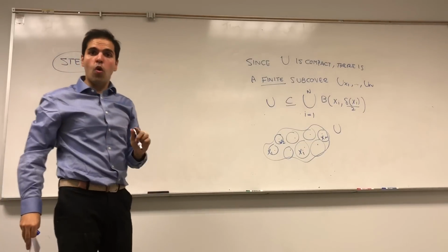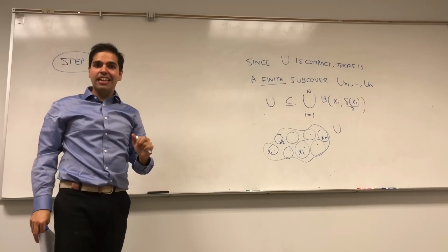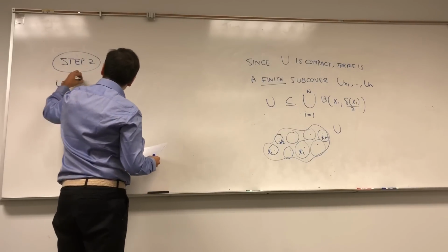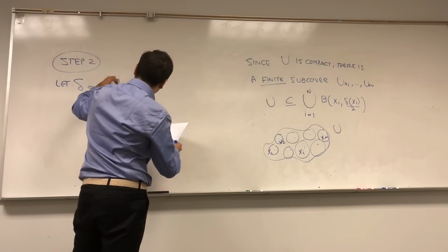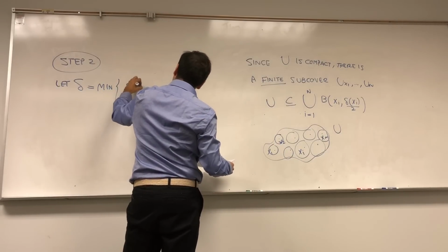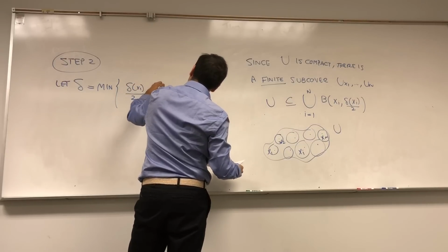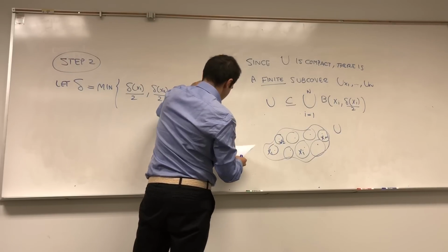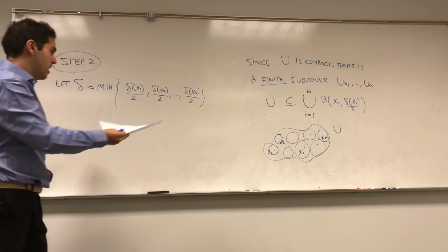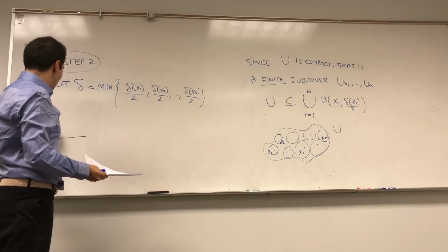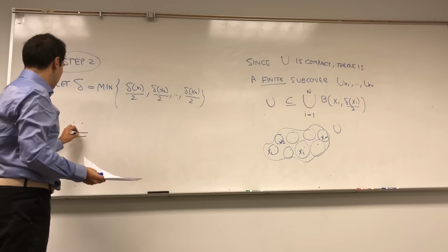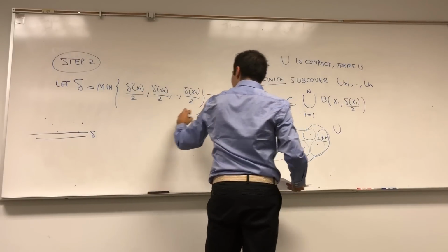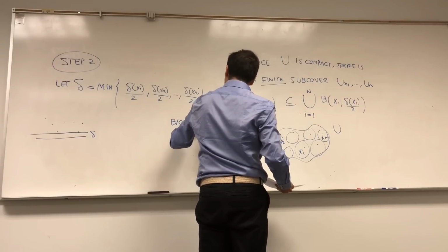Step 2. And remember, our goal really is to find a delta that works for all x. And now we can do this. So let delta be the minimum of all our radii: delta x1 over 2, delta x2 over 2, up to delta xn over 2. And the point is, if you take the minimum of all those finitely many numbers, this delta is positive, again because we have finitely many numbers.